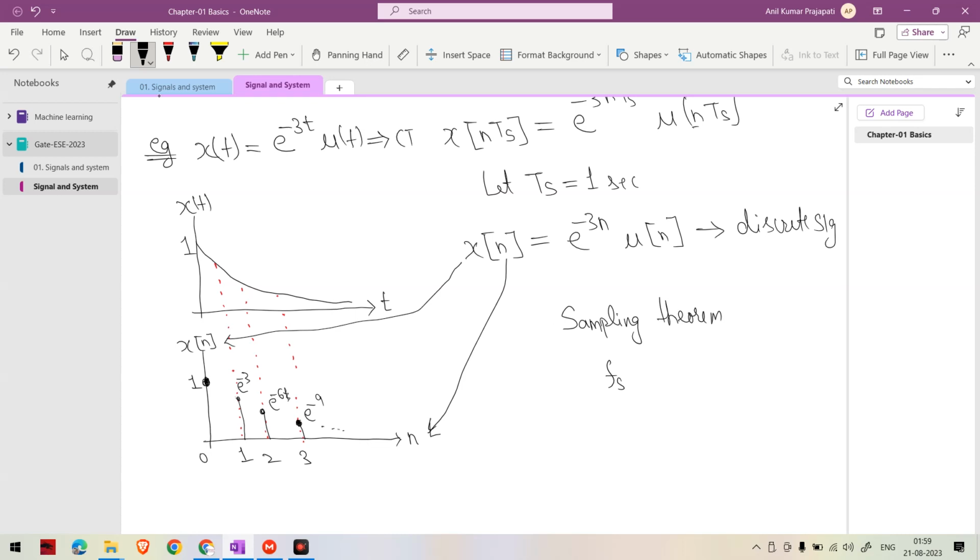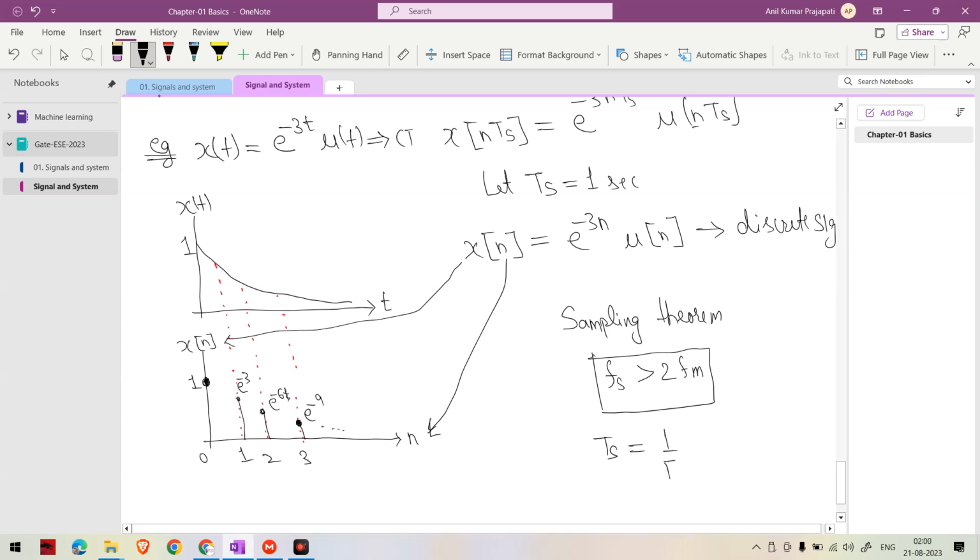The sampling theorem tells us that the sampling frequency should be greater than or equal to 2 Fm, and if you take equal to, we need an ideal system, so that's why I consider Fs greater than 2 Fm, and this Ts is basically 1 upon Fs. So this is the relation, and based on this relation you have to take the Ts value.